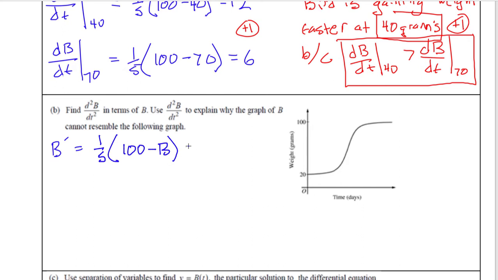Okay, so let's go ahead and simplify this. 1/5 of 100 is 20. 1/5 of negative B is negative 1/5 B. So this is B prime. We all nod our heads, that's B prime.